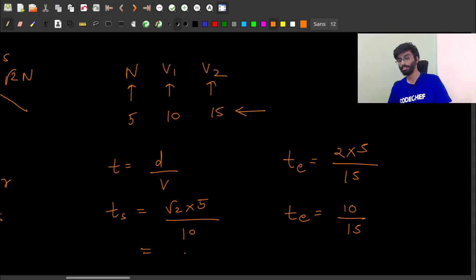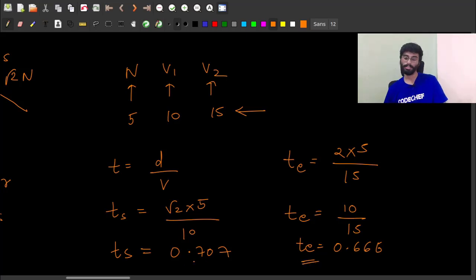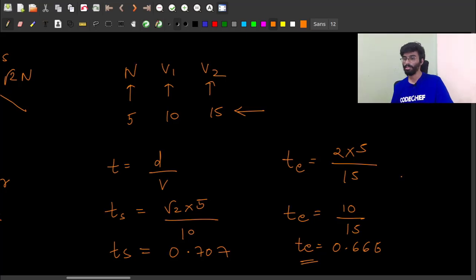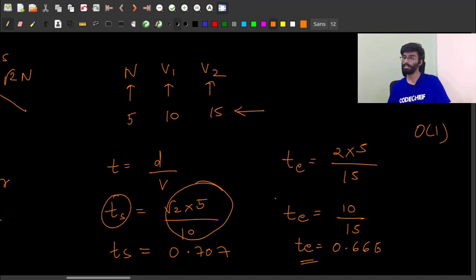So calculating this we get 0.707 and TE we get 0.666. Clearly time for elevator is less than time for stairs, so in this case we will output elevator. So therefore the time complexity will be O of 1 for each test case, because we are just calculating the time for stairs and time for elevator and just comparing, and whichever is smaller we will output accordingly. So let's get to the code.